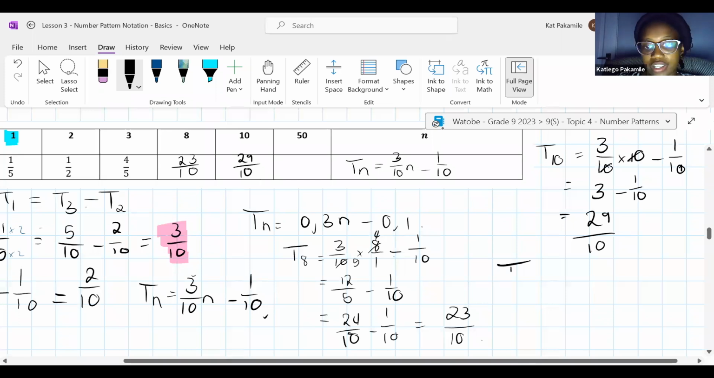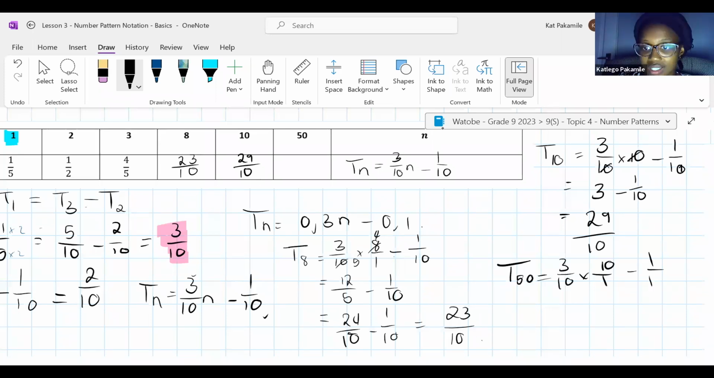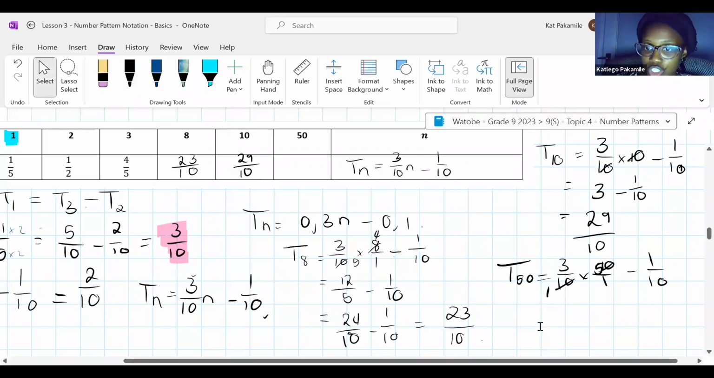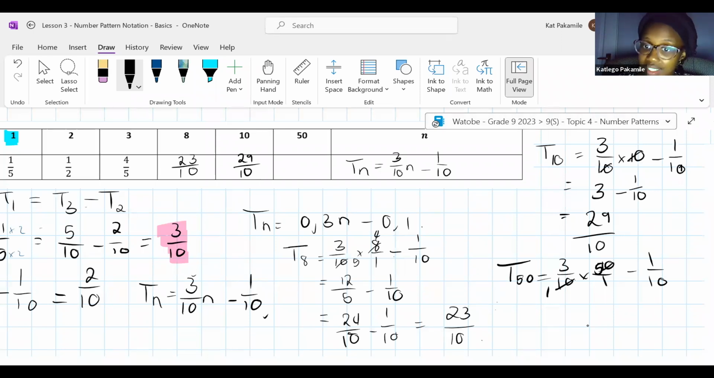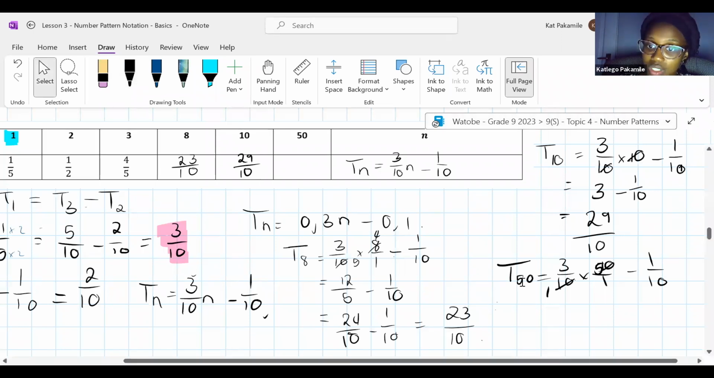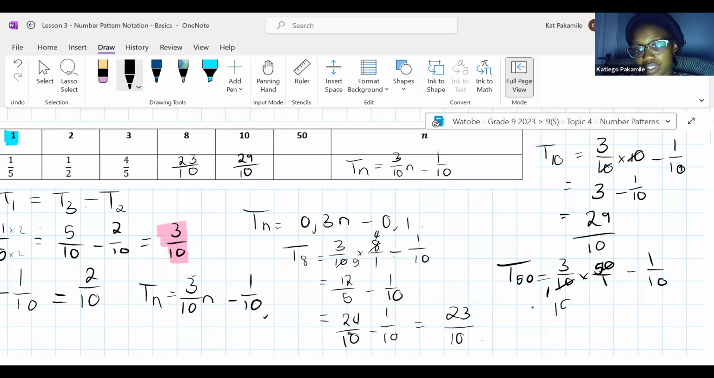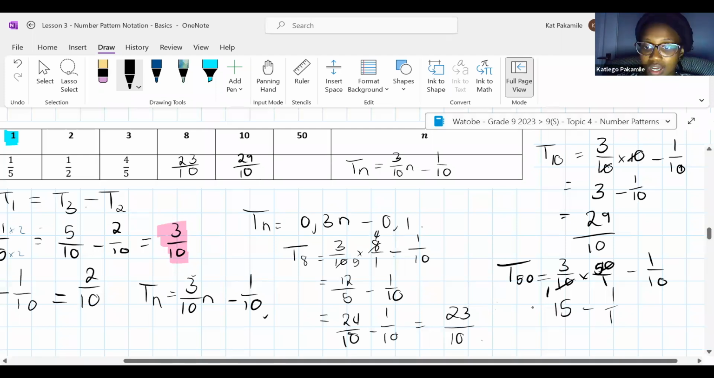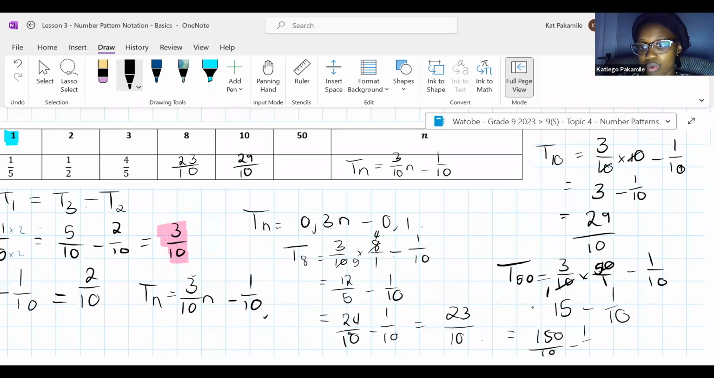T50 is 3 over 10 times 50 minus 1 over 10. So this is going to be once, and that's 5 times. So 3 times 5 is 15. 15, which is the same as what over 10? 150 over 10 minus 1 over 10. So 15 minus 1 over 10 is the same as 150 over 10 minus 1 over 10. So this will be 149 over 10.